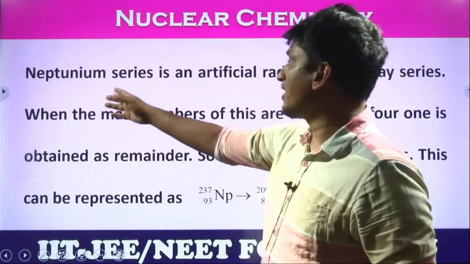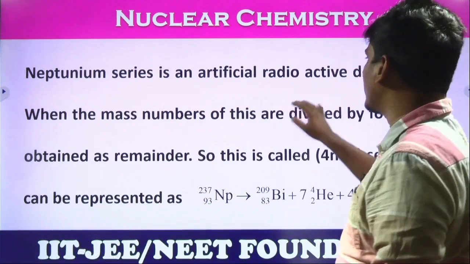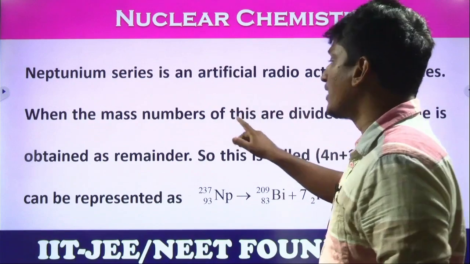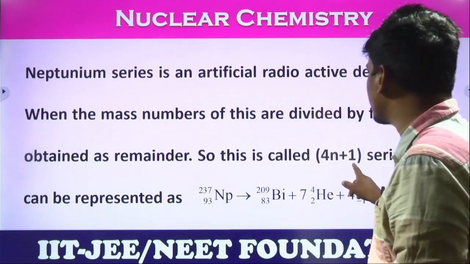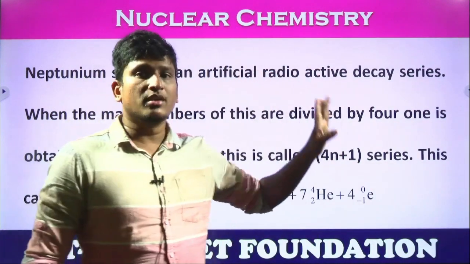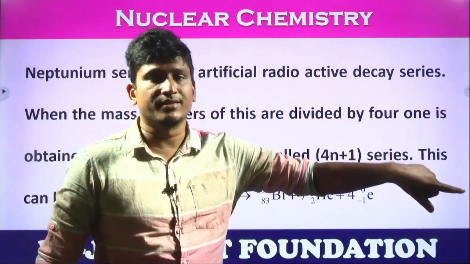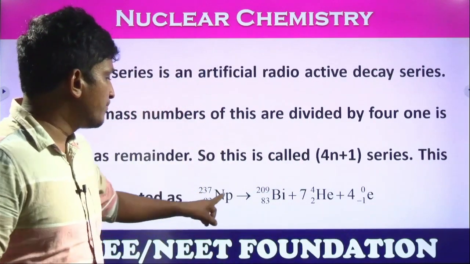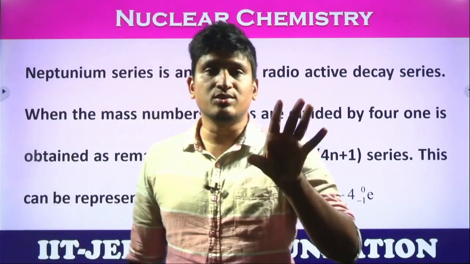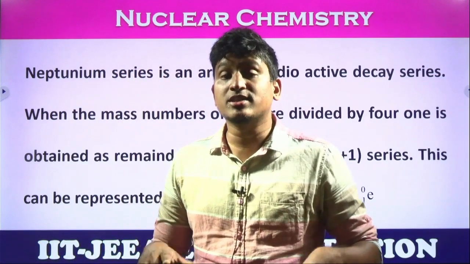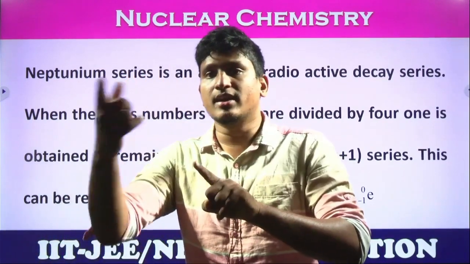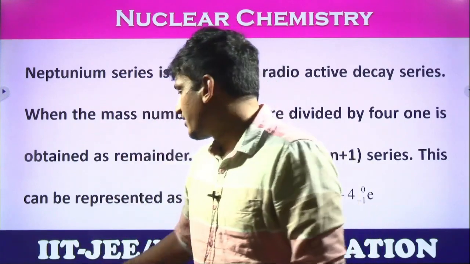So next we have the neptunium series, an artificial radioactive decay series, where the mass number divided by 4 gives a remainder of 1. So this series is called the 4n+1 series. Understood? What does the 4 indicate? The multiple of the mass number, and 1 indicates the remainder when you divide it. Neptunium converts into bismuth with 7 alpha decays and 4 beta decays. Ultimately, students, all these are getting converted into the stable form by releasing radioactivity. What is radioactivity? Either alpha ray, beta ray or gamma ray.